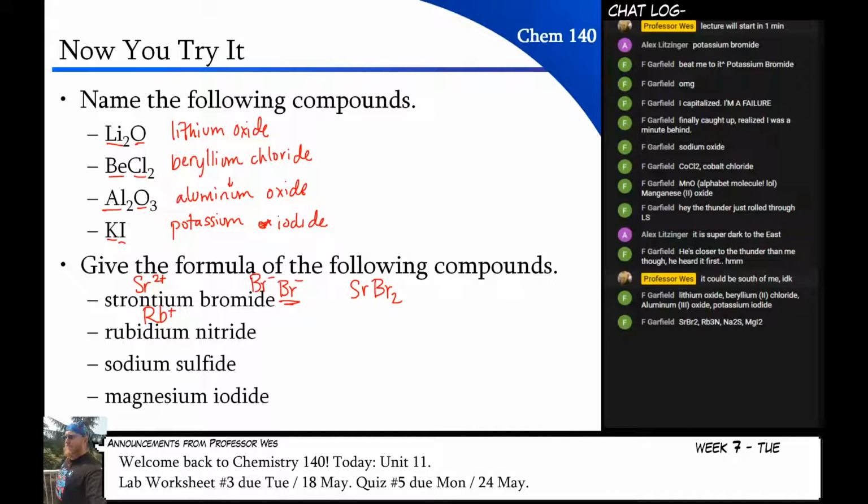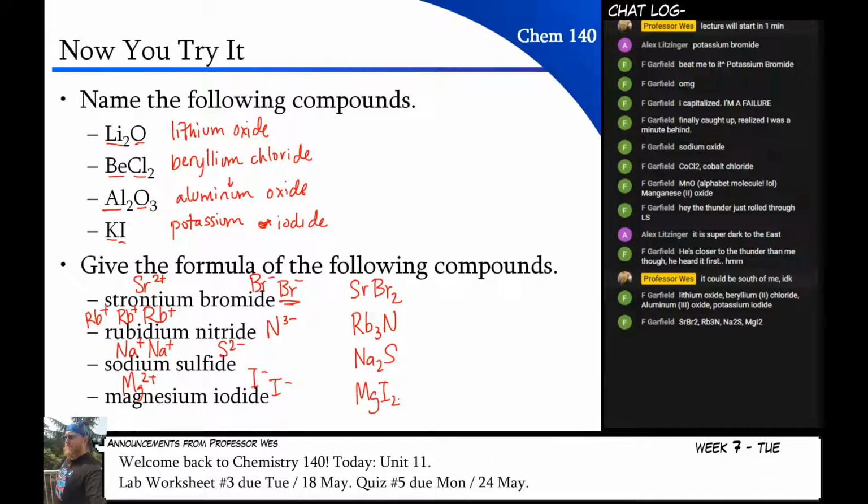Rubidium is always +1. Nitride is always -3. I would need 3 rubidium to balance out the charge. And there's the formula. Sodium again. Sulfide. We need 2 of these. The formula would be Na2S. And then magnesium is +2. Iodide is -1. We need a second one to balance out the charge. There you go.